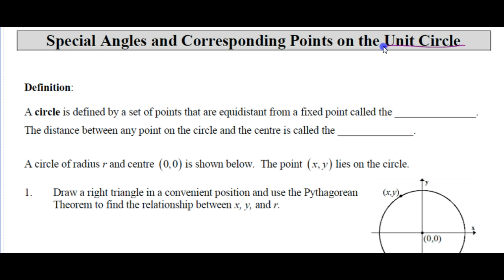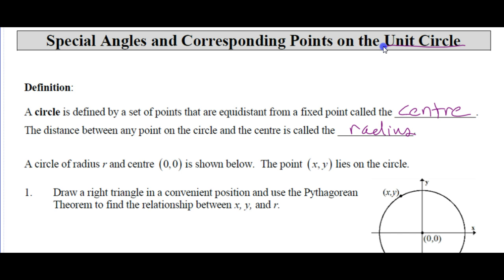Anyways, a circle is defined by a set of points that are equidistant from a fixed point called the origin of a circle? What's the middle of a circle called? The center. And being as we are Canadian, we will spell it properly: C-E-N-T-R-E. The distance between any point on the circle and the center is called the radius.